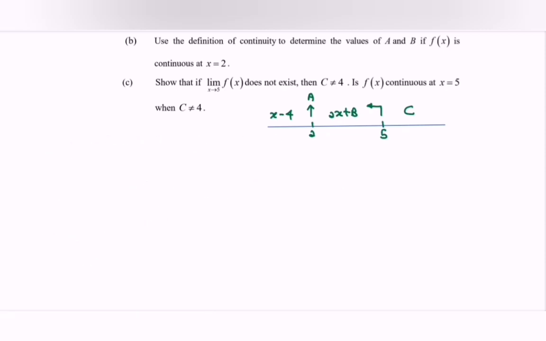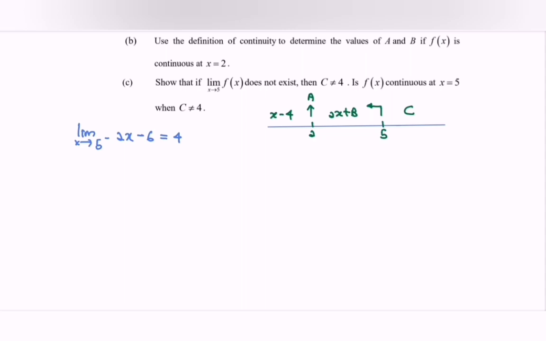Continue, C. Show that if the limit when x approaches 5 for the function f(x) does not exist, then c is not equal to 4. Is f(x) continuous at x equals 5 when c is not equal to 4? So, they mention that the limit when x approaches 5 does not exist. Limit when x approaches 5 from the left, for the function we have 2x. Previously, we already found the value for b, which is negative 6. So if we substitute the 5, the value of y will be approaching 4.